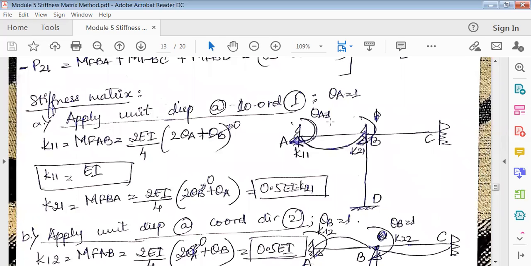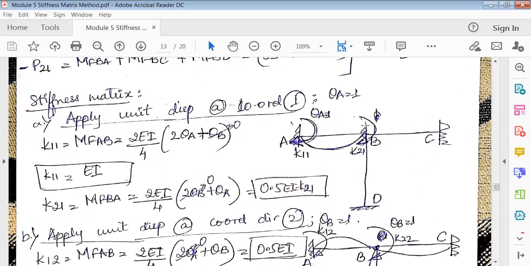Now theta A is equal to 1. So you have to always apply this theta in clockwise direction. If you apply it in clockwise direction, it tries to push AB downward. So that's why, if I apply load here, it tries to push AB downward. So that's why this is the deflected shape of the beam.